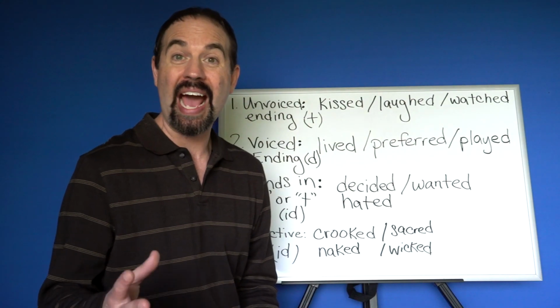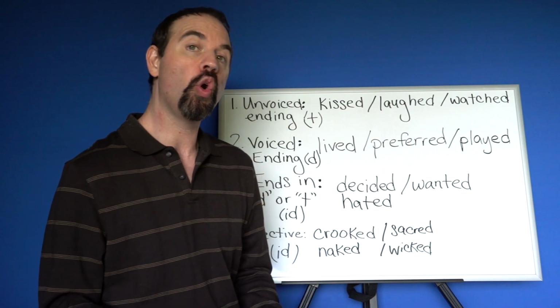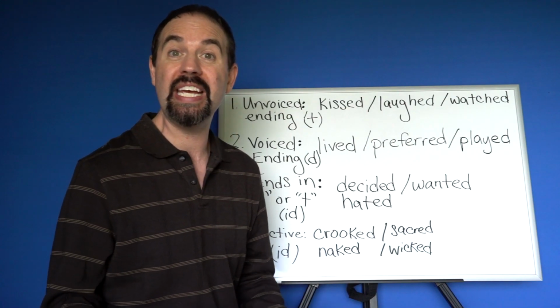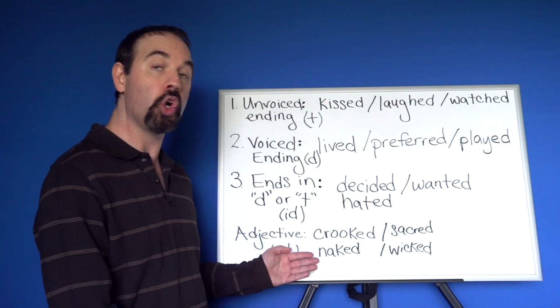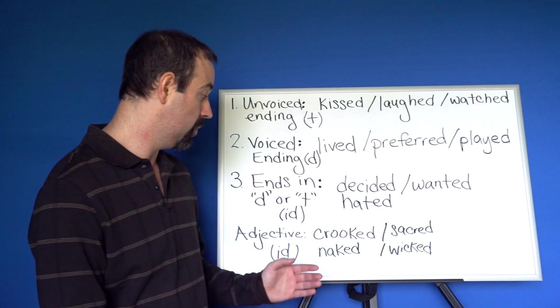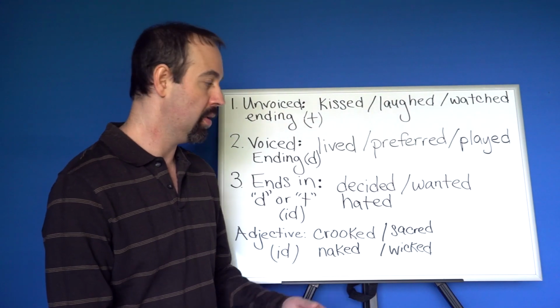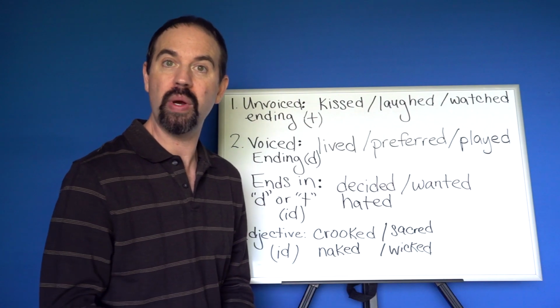Now there is an exception to these rules. If a word is an adjective and it ends in an ed, then we're going to pronounce the ed like id. For example, crooked, sacred, naked, and wicked, like the Broadway play, Wicked.